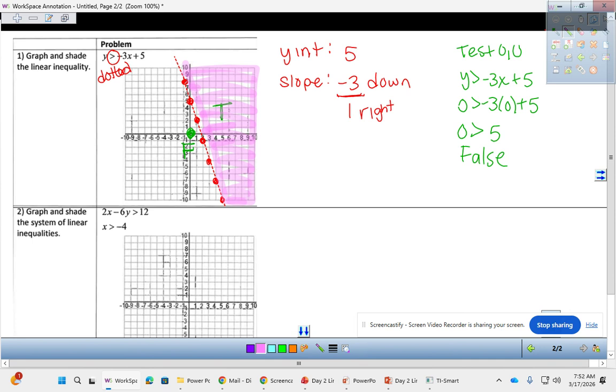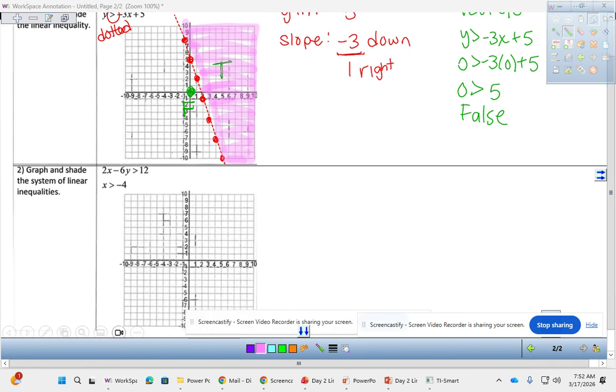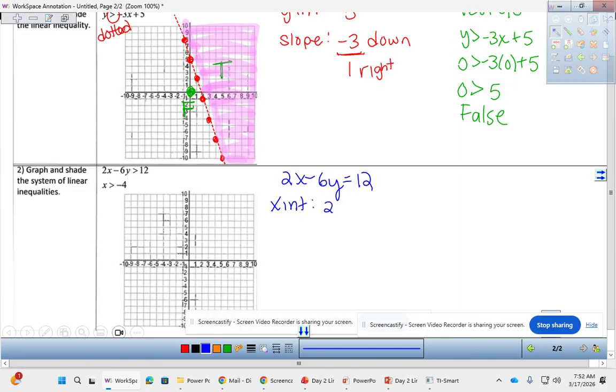All right, now this next one is a system, so we're going to graph 2 lines, and the first line is in standard form. X and Y are on the same side of the equation. So if I'm looking at this, I'm just going to change it to an equal to sign for right now. The first thing I do is find the x-intercept, and we talked about this yesterday. I'm going to find the x-intercept by pretending like the minus 6y is not there. And then I can divide out that 2. So on the x-axis, I'm going to make a point at 6.